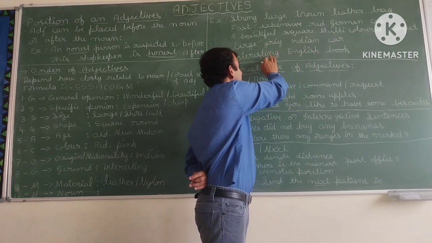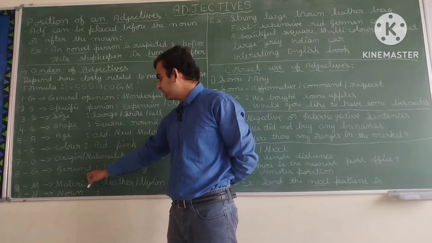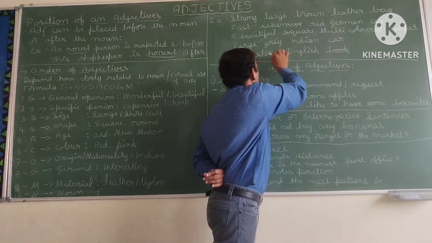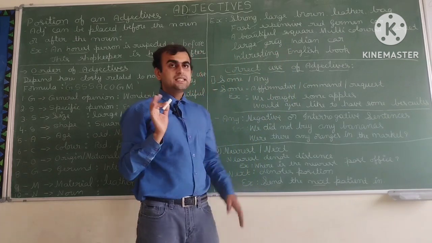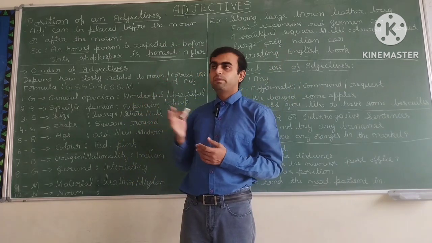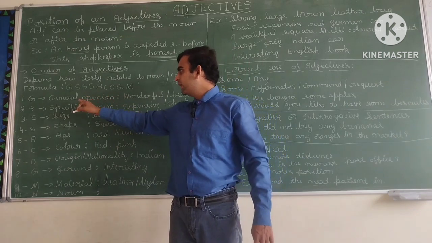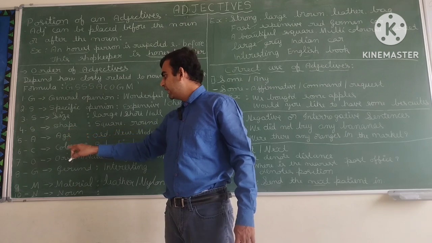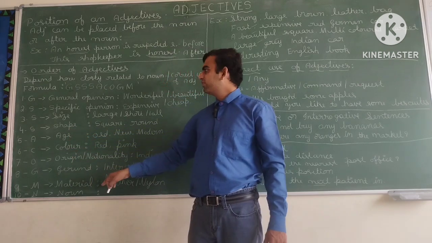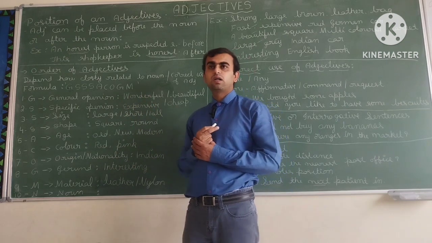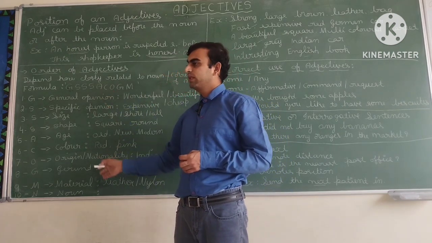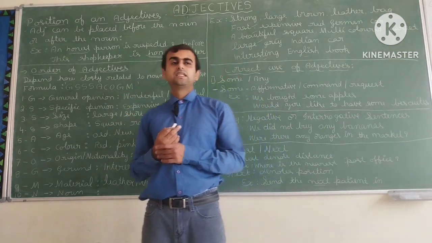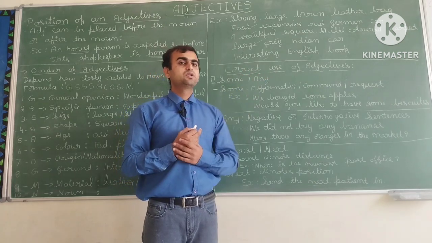Interesting English book. I said the gerund always comes at number eight, before the material. Interesting English book: interesting is a gerund. This is called the order of adjectives. Once again I say the formula: general opinion, specific opinion, size, shape, age, color, origin, gerund, material, and finally comes the noun. It is only called the order of an adjective. Please learn this formula, because if you learn the formula, the order of an adjective is very easy for you. Next, a correct use of adjectives.